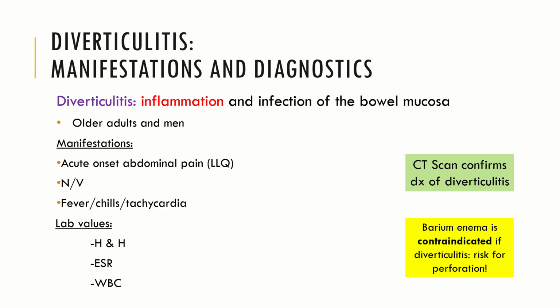One big thing to note is that what we are not going to do is a barium enema. We really need to determine what signs and symptoms the patient is presenting with, because with UC and CD we do want to do a barium enema. But with diverticulitis, it's contraindicated because we don't want to get in and perforate those diverticula.